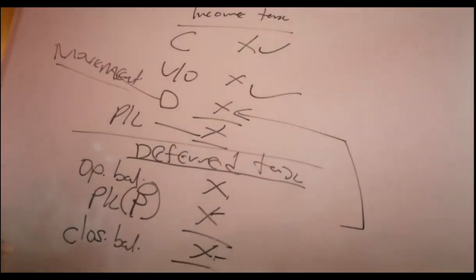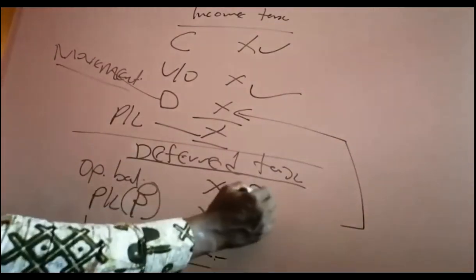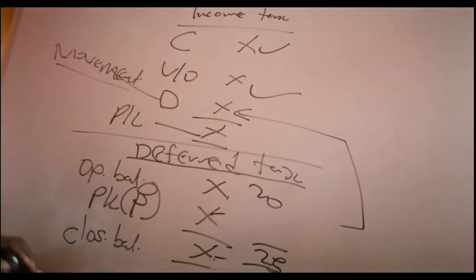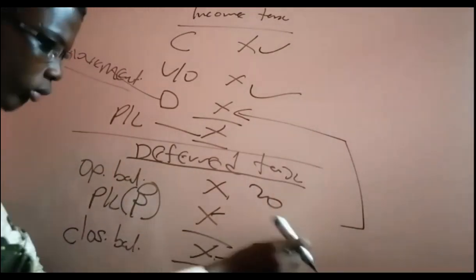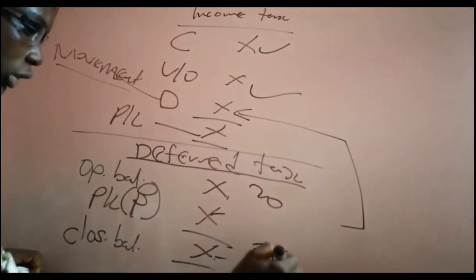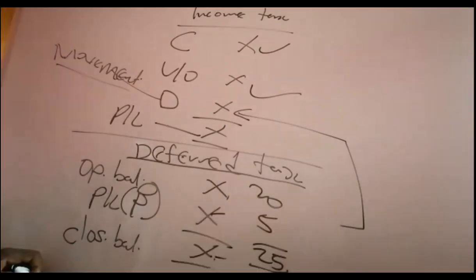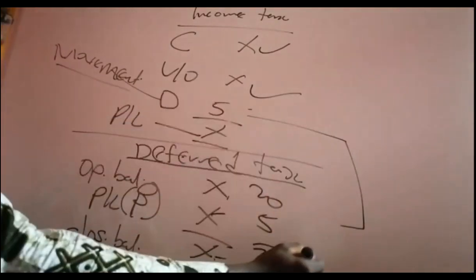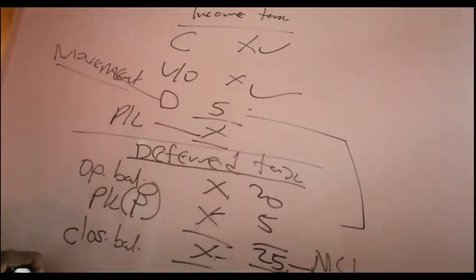What if the opening balance is 20, closing balance is 25? What will be the movement? Yes, you had it correct. That's 5. Great. Upward. So 5, I'll add there. That when I come here, will be what? 5. This one goes to where? Non-current liability in the financial statement. You are done. That is the entry. How do we get it? Good.